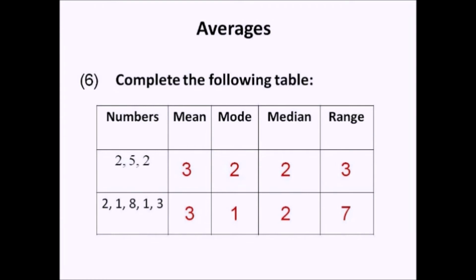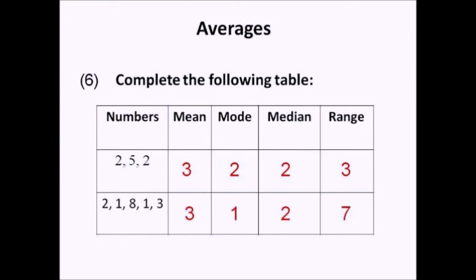The mean was 3, the mode 2, the median 2, the range 3 for 2, 5, 2. For 2, 1, 8, 1, 3 the mean is 3, the mode is 1, the median is 2, the range is 7. Remember, the mean is just the average. So you add them up and divide by how many numbers you have to get the mean.